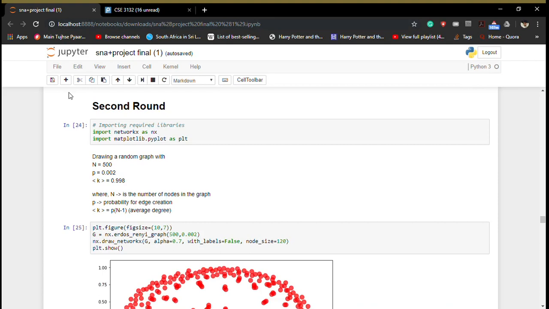This is the second phase of our project. In this round, the objective was to find the maximum connected component for a given graph G, which is also called the giant component. After that, we were supposed to plot the famous NG by N versus average degree graph.